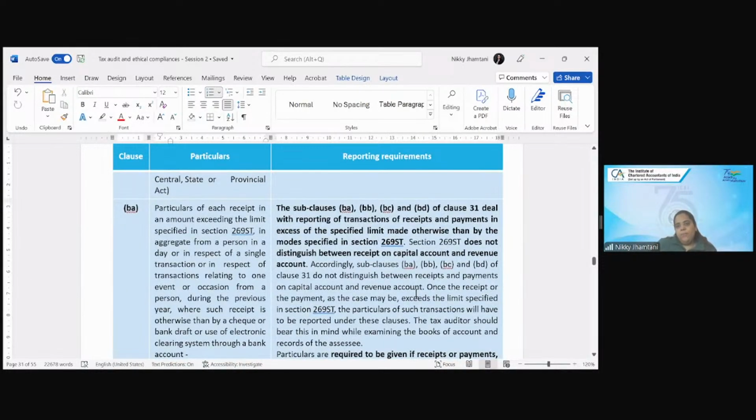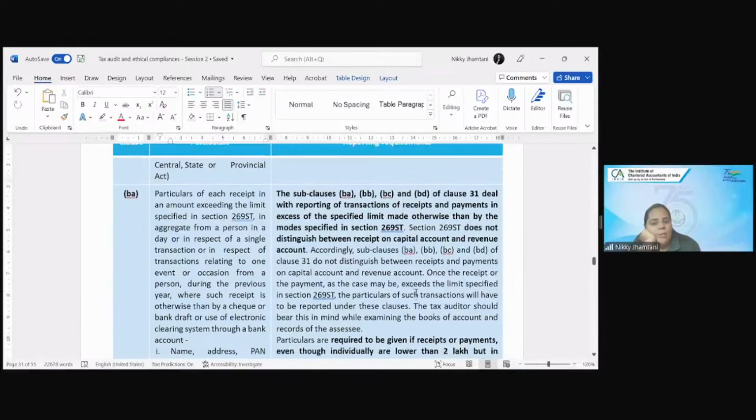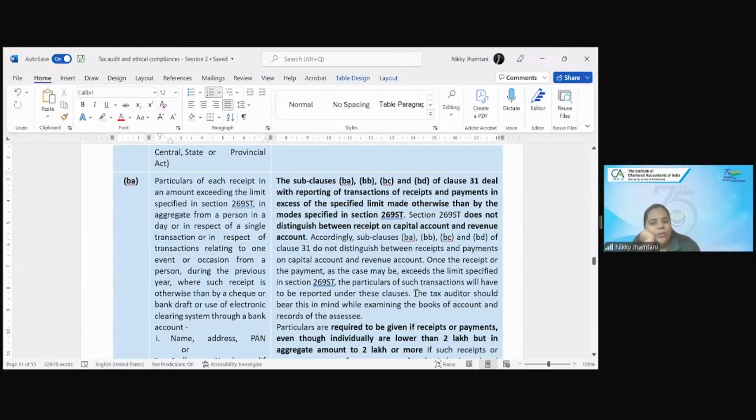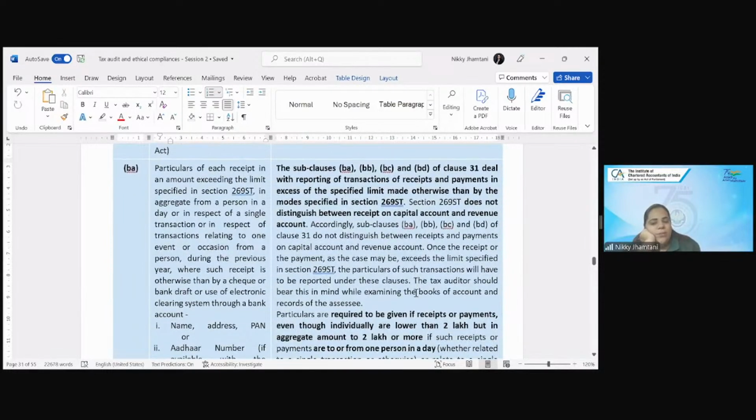So the subclauses BA, BB, BC and BD of clause 31 deal with reporting of transactions of receipts and payments in excess of the specified limit made otherwise than by mode specified in 269 ST. 269 ST does not distinguish between receipt on capital account and revenue account. Accordingly, subclauses BA, BB, BC and BD do not distinguish between receipts and payments on capital account and revenue account.